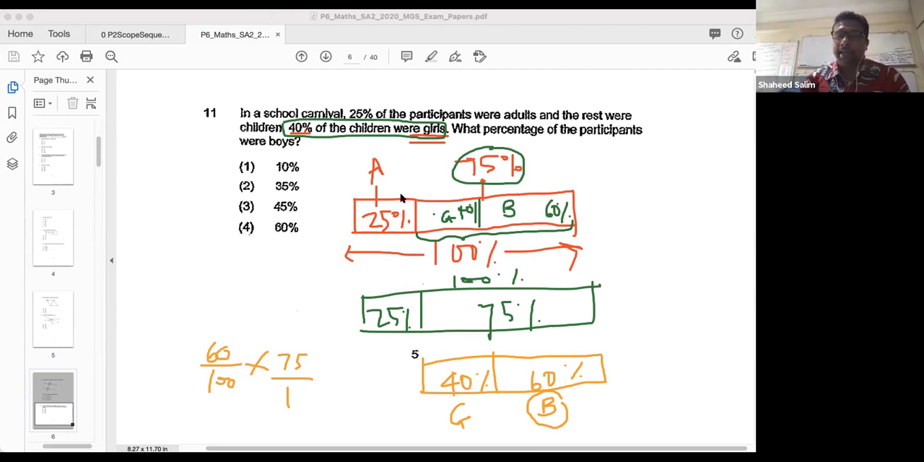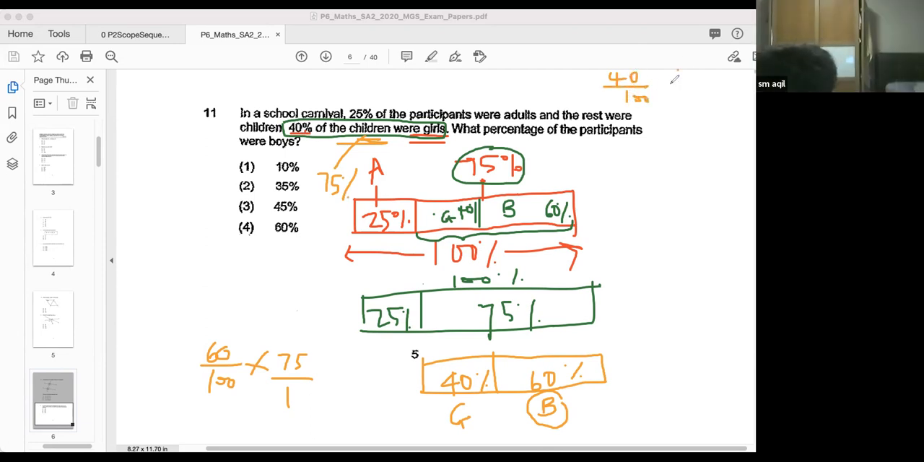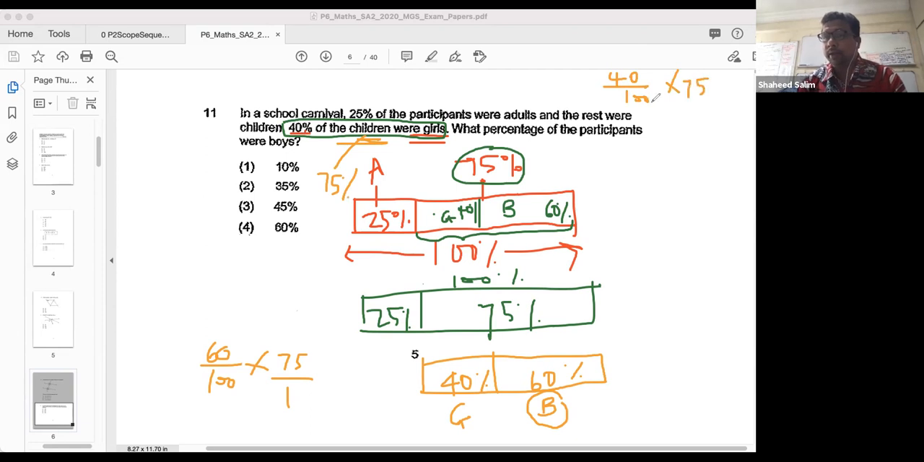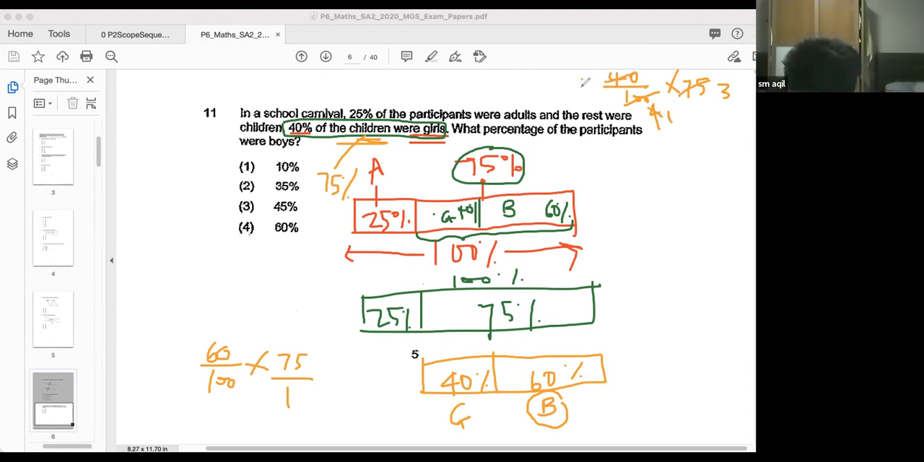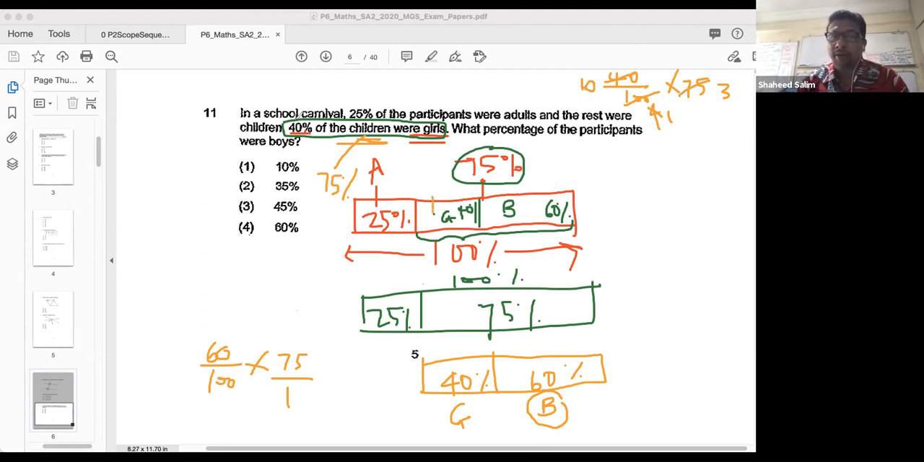Okay, so now let's see. This 40% of the children, children is down here 75%, you know. So now let's say Shakir says he doesn't understand. This is 40% of the children. Children is 75%. So you can take 40%. We do Akil's method now. 40 over 100 times 75. What do you get? We get 4, and 3, and then this one can divide. Then this one is 30. This 40% of the children is the same as 30% of the participants.